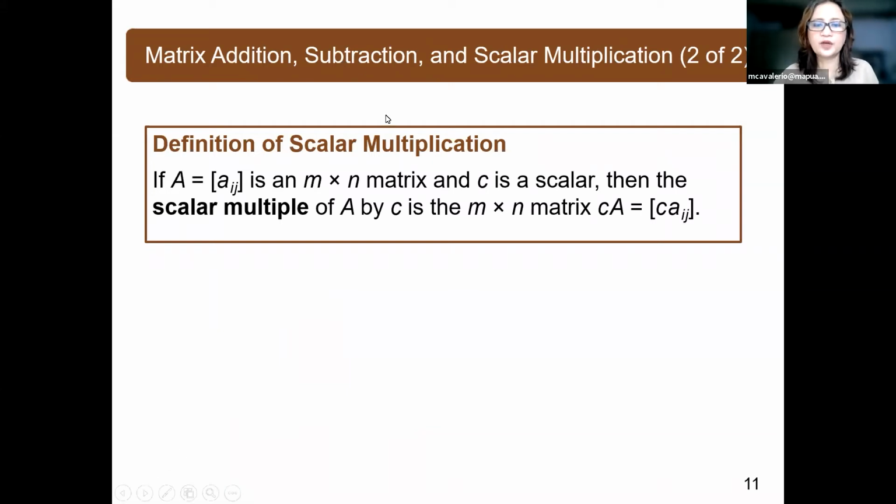Now, how do we perform scalar multiplication? If A is a matrix of size m by n with entries a sub ij and c is a scalar, then the scalar multiple of A by c is the m by n matrix cA. So we only need to multiply every element of A by the scalar c so that we can come up with an element equivalent to c times a sub ij.